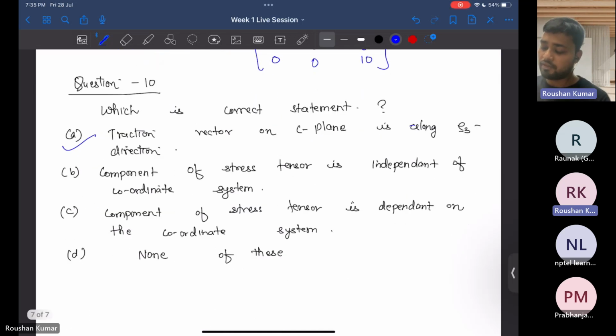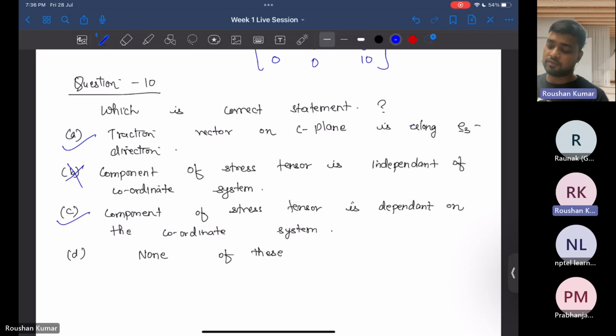Component of stress tensor is independent of coordinate system. That means if we change the coordinate system, the component of stress tensor also does not change. Is it correct or wrong? I already told you that if we change the coordinate system, the component also changes. So this statement is wrong. Component of stress tensor is dependent on the coordinate system, so this is the right option.